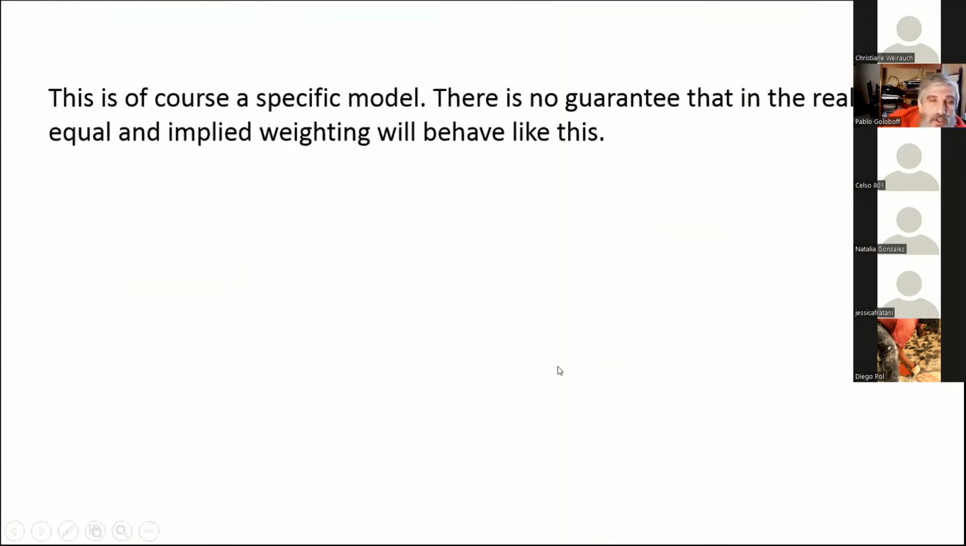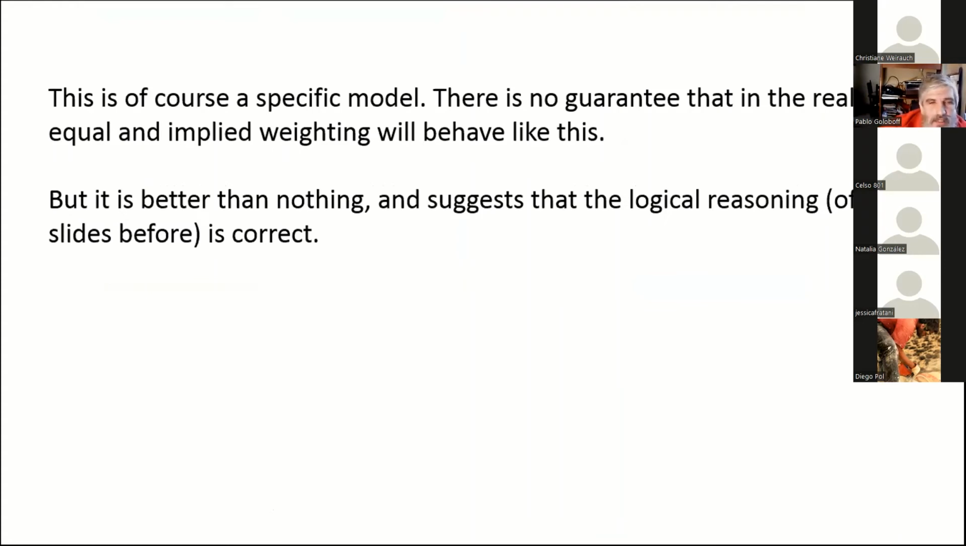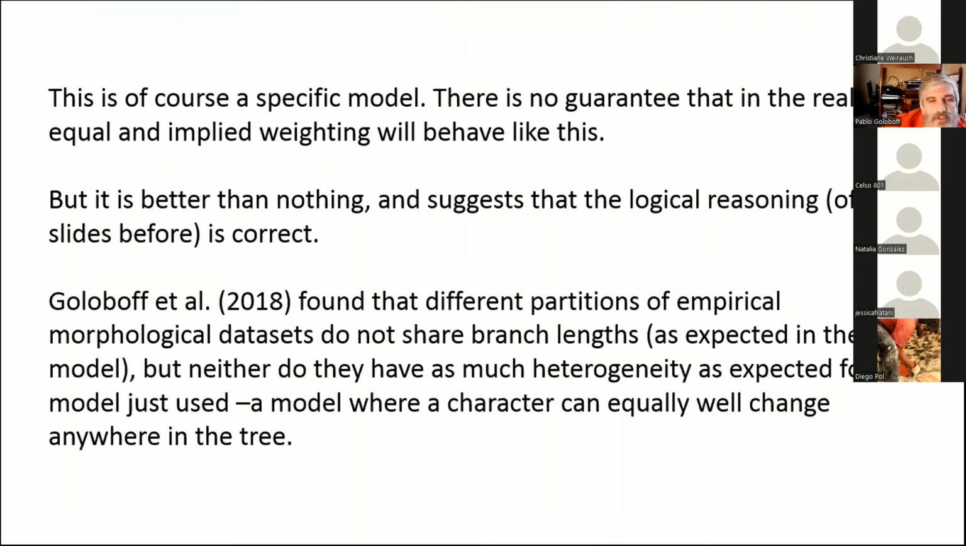Now, this is, of course, a specific model. There is no guarantee that in the real world equal and implied weighting are going to behave like this, but it is better than nothing and suggests that the logical reasoning I had done before is correct.